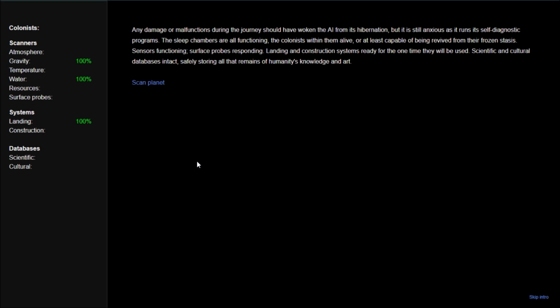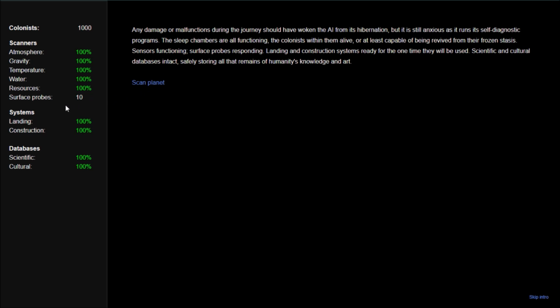Systems check. Any damage or malfunctions during the journey should have woken the AI from its hibernation, but it's still anxious as it runs its self-diagnostic programs. The sleep chambers are all functioning, the colonists within them alive, or at least capable of being revived from frozen stasis. Sensors functioning, surface probes responding, landing and construction systems ready for the one time they will be used, scientific and cultural databases intact, safely storing all that remains of humanity's knowledge and art.